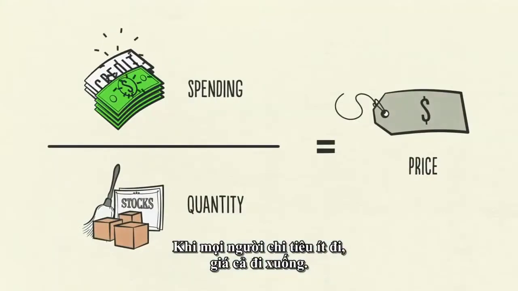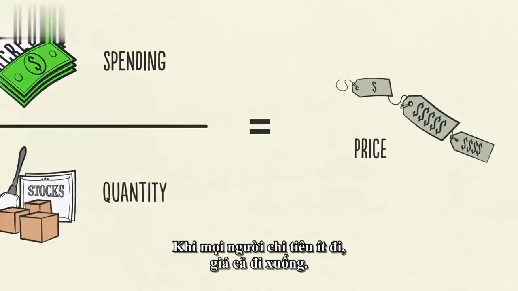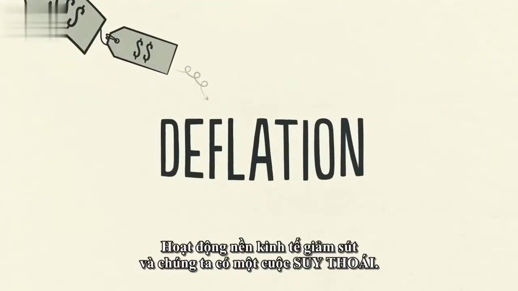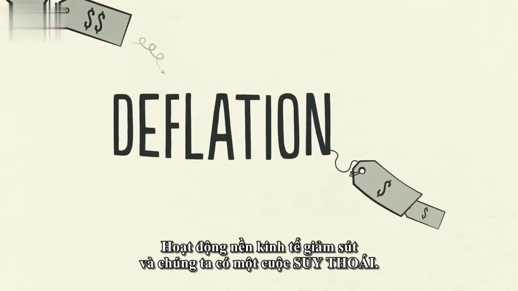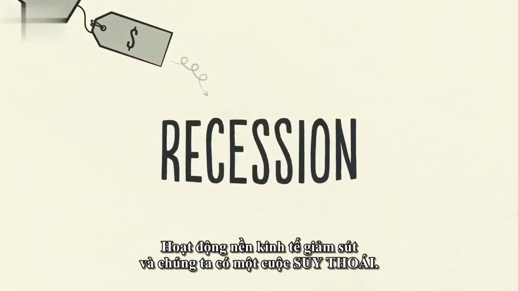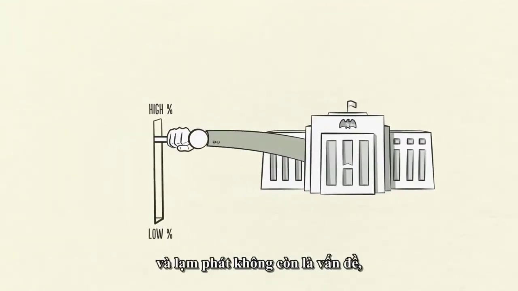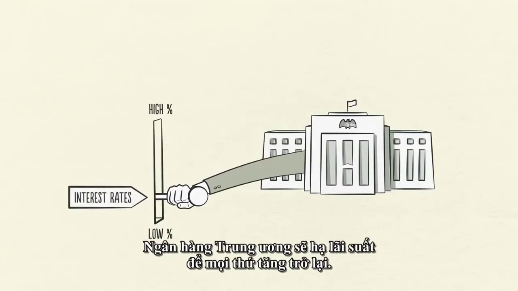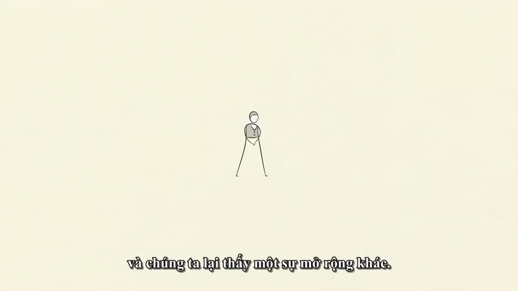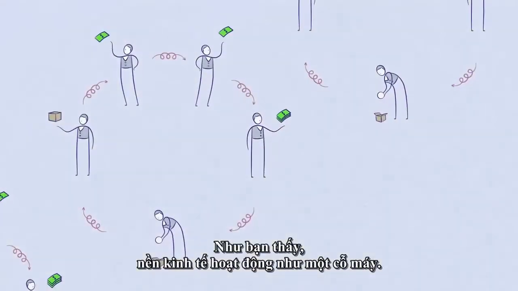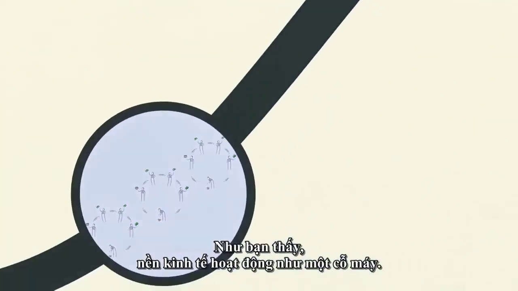When people spend less, prices go down. We call this deflation. Economic activity decreases, and we have a recession. If the recession becomes too severe and inflation is no longer a problem, the central bank will lower interest rates, and we see another expansion. As you can see, the economy works like a machine.